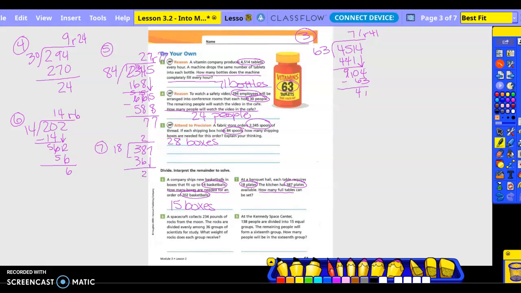18 into 3, 18 into 38, 2 times 18 is 36, the 2 left over. Bring down my 7. 18 into 27, 1, minus 18. This becomes 17. This becomes a 1. 17 minus 8 is 9.